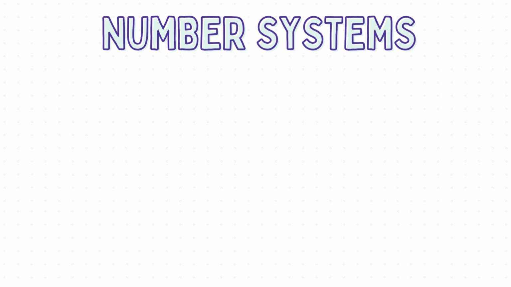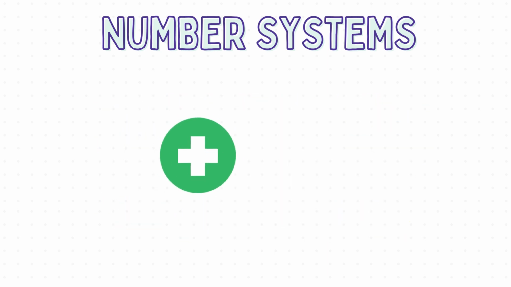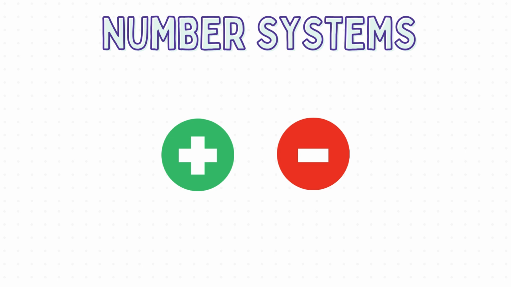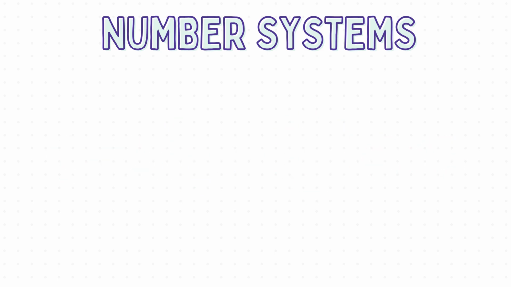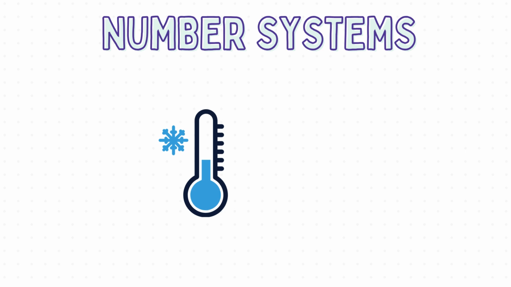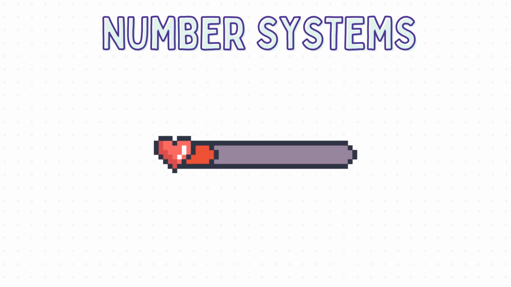Now let's say hello to integers. Integers speak the language of both positive and negative numbers. So we've got numbers like -5, -4, -3, 0, 1, 2, 3, and they can go on forever. Integers are awesome when you're measuring things like temperature. It's cold at -10 Celsius, but warm at +10 Celsius, or when your game score goes below 0.